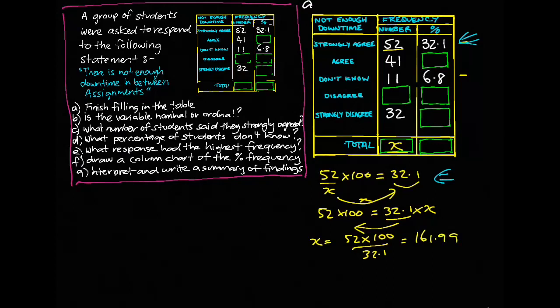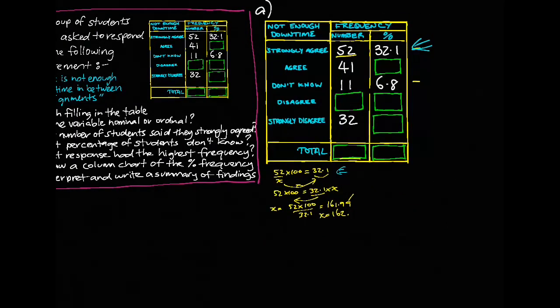161.99. But remembering that we're talking about numbers of people, so it's a whole number we're chasing. So the actual value is 162. The only reason it's 0.99 is because these values here were rounded off to 1 decimal point. So let's go ahead and put what the total value is. There's 162 people that were asked this question.